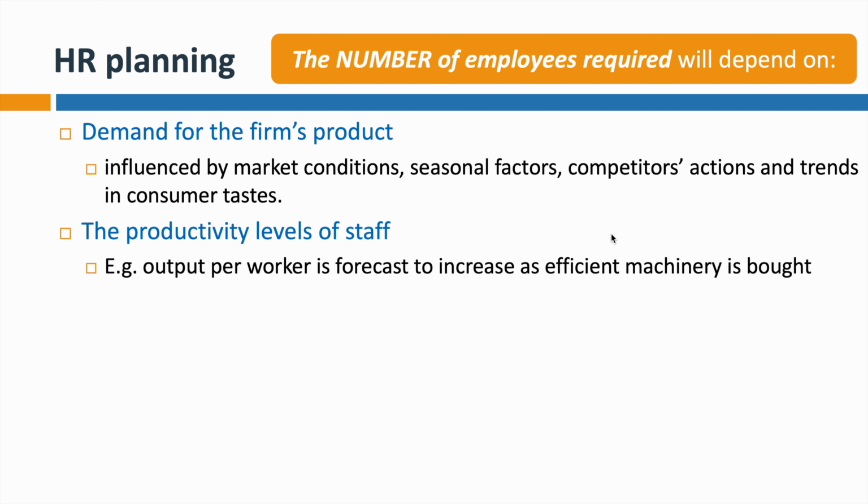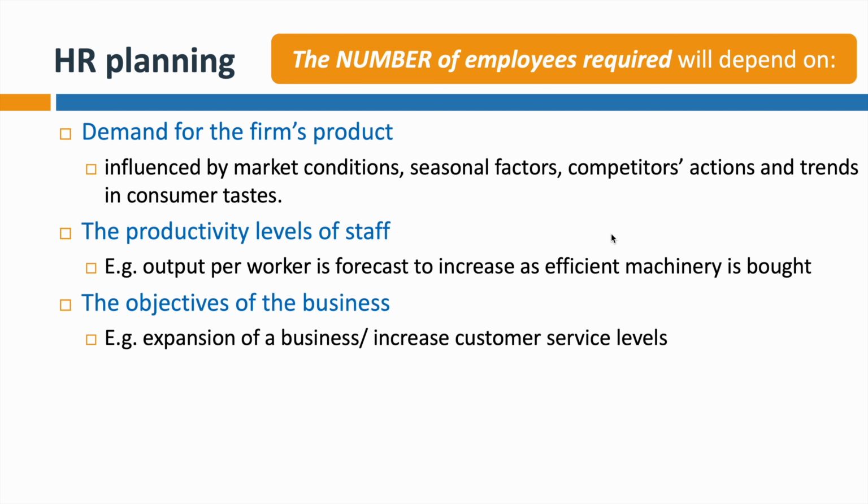Also, the output per worker is forecast to increase as efficient machinery is bought. Obviously, we can cooperate with the other departments to increase the efficiency of the staff, not just by training them, but perhaps by giving them the right tools in the form of efficient machinery, as we can see here. We're also going to be affected by the objectives of the business. So, for example, if we want to expand the business, we're probably going to need to increase our customer service levels. Therefore, we're going to need to increase the employees working in customer service and so on.